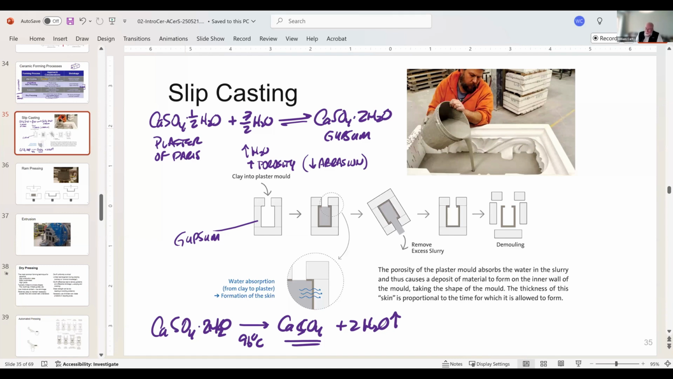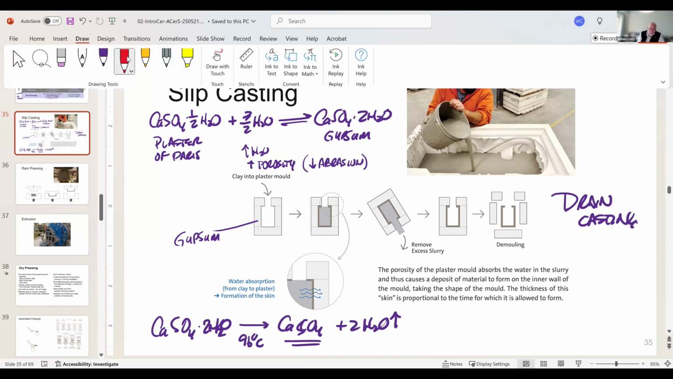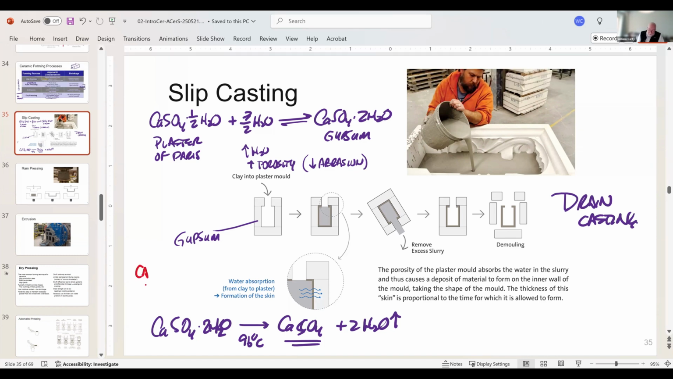So this is a process called drain casting here. In drain casting, you pour your slip into the plaster mold, the gypsum mold, excuse me. And then what happens is that water is pulled in by capillary action. Absorption. This is capillary action. It pulls water into the gypsum capillary.